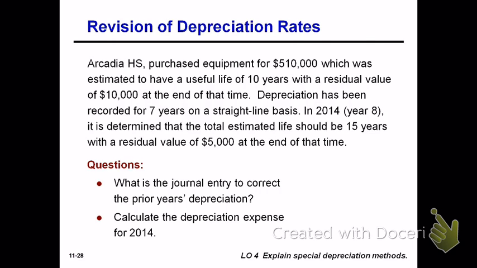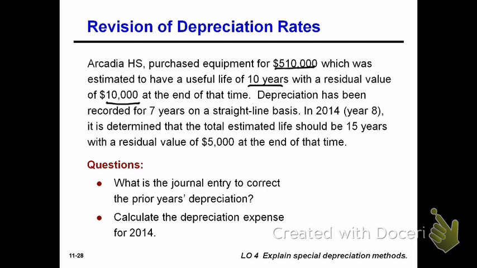So here's an example. They purchased equipment for $510,000. It's got a useful life of 10 years, salvage value of $10,000. So our depreciable base is $500,000, and we're taking it over 10 years. They've recorded depreciation for 7 years, and in year 8 they decide that the life should be 15 instead of 10, and the residual value should be 5 instead of 10.